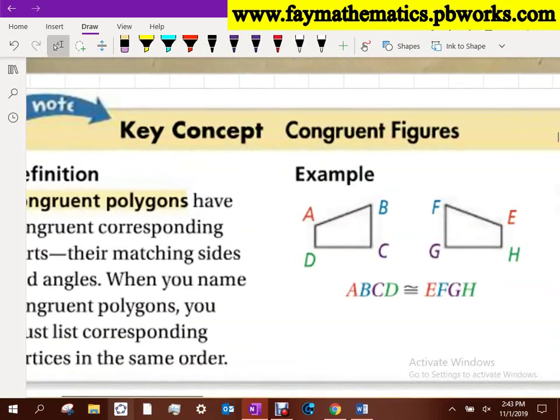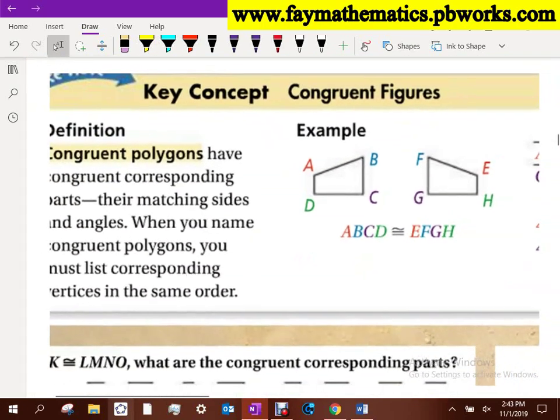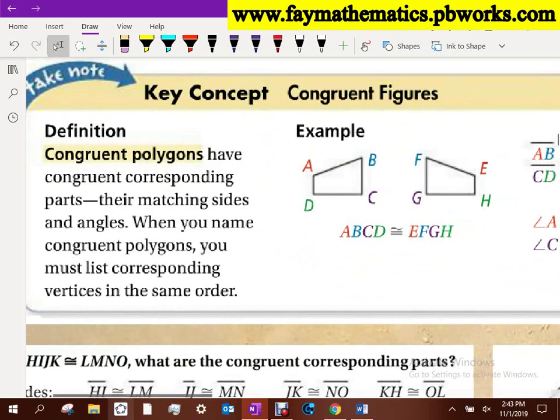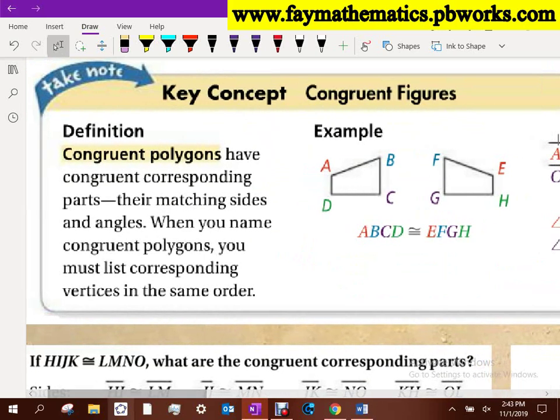This kind of goes on and extends that idea beyond triangles and starts talking about just congruent figures in general. Okay, congruent polygons. A congruent polygon just means they have corresponding parts that are congruent. Okay, it basically means they have the same size and the same shape.